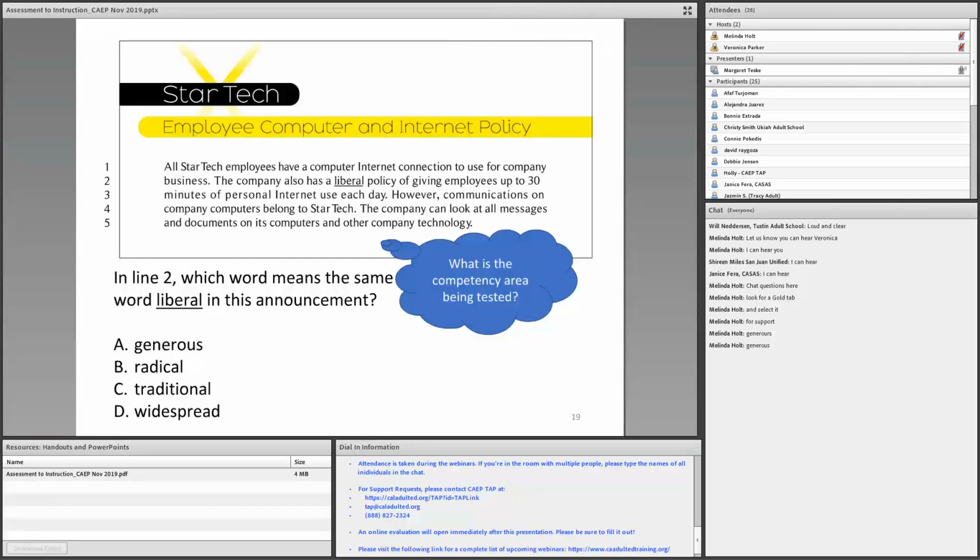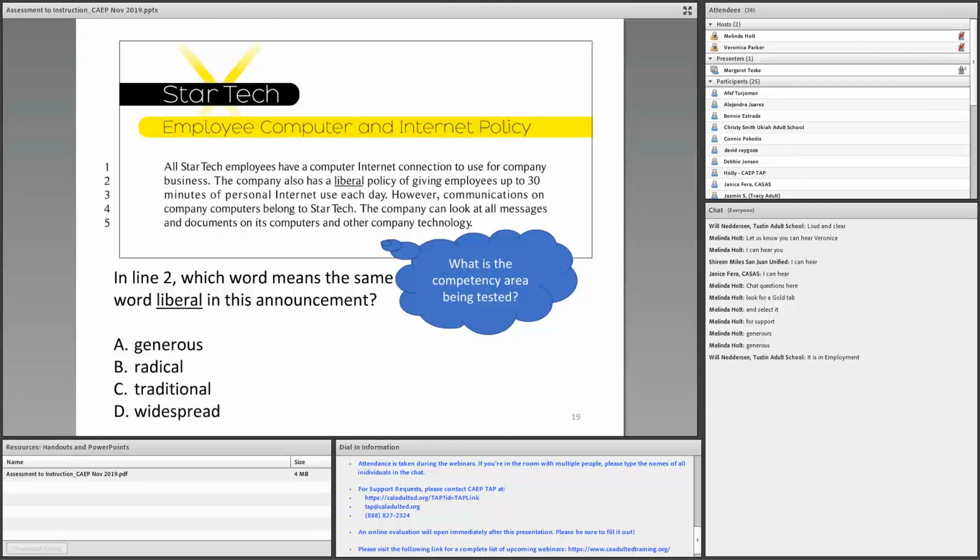Let's practice again. What is the competency area that's being tested in this item? What competency area? Again, use your chat box if you'd like to and answer the question. Don't feel shy. Nobody's giving you points or no points for getting this. What is the competency area being tested? I see someone's trying to answer.